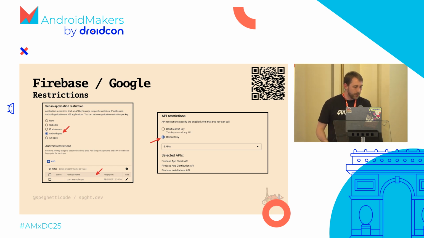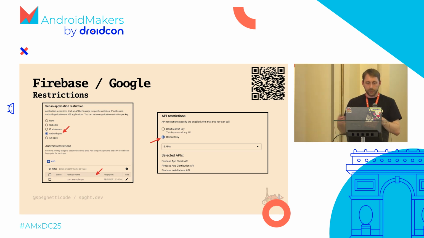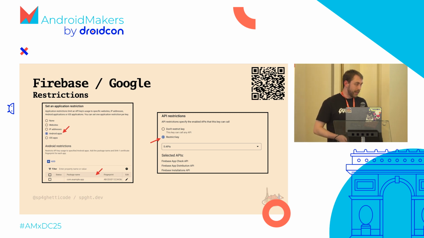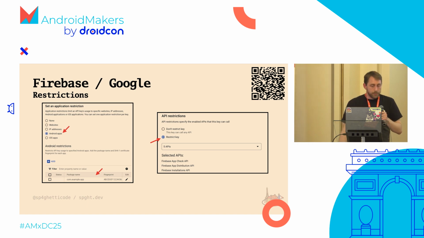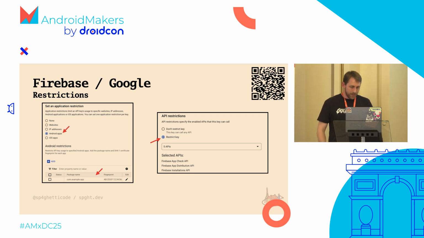You can do it for Android by putting in your signing fingerprint, your SHA-1, for your particular package name, and also then restrict the key further by selecting the APIs your API key can access. So in this case, I've got my com.example app, I've got its signing fingerprint, and I've restricted the API key that it uses to a number of APIs, only 5.